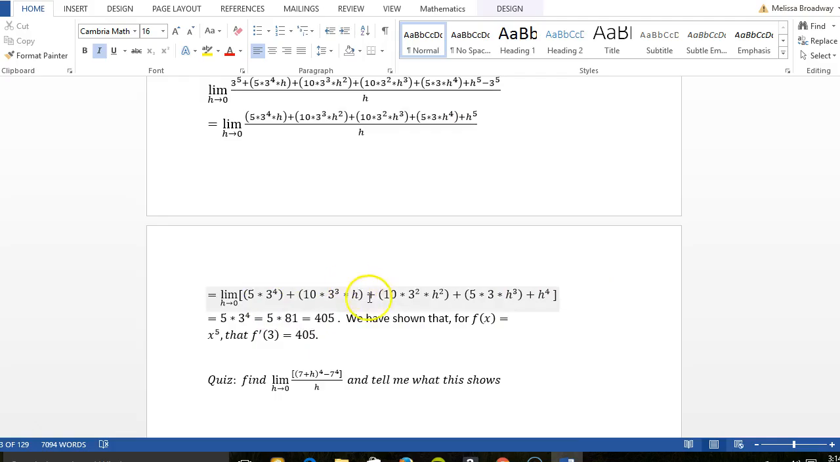All right here. But then, that was the golden goose, because now we don't have 0 over 0 format. We can throw h equals 0 in. All that survives is just this guy right here, the 5 times 3 to the 4th. These other guys are gone because they still have at least one h in them. And then, so we do PEMDAS. 3 to the 4th is 81, and 5 times 81 is 405. Hence, we have shown that for f of x equals x to the 5th, f prime of 3 equals 405.